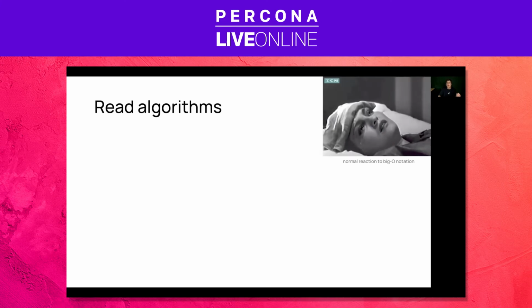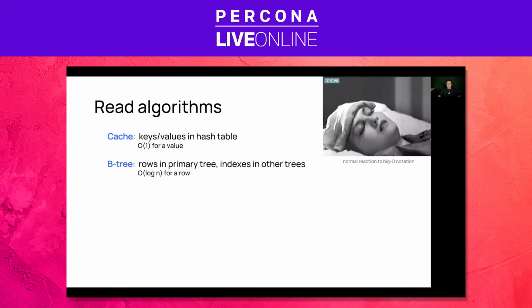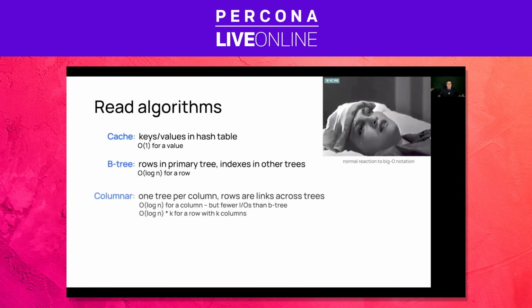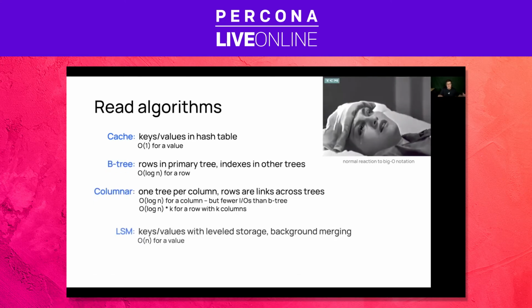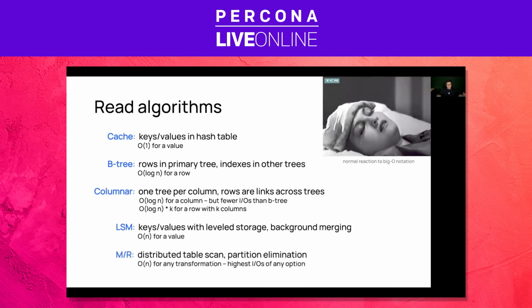There really is solid math behind these kinds of groupings, and this is what you'll see in some of the classic literature around this. We're going to be looking at caches, those have big O of 1. We're going to be looking at B trees, columnar stores, LSMs, and MapReduce, right? I don't even want to go through this any more than to say, yeah, that's out there. And if that helps you, that's great.